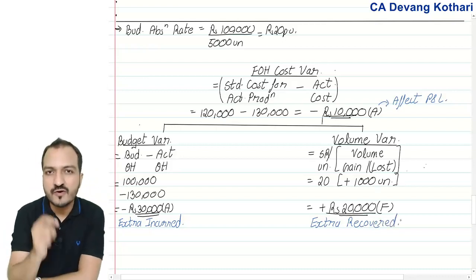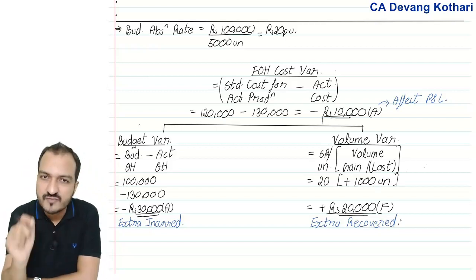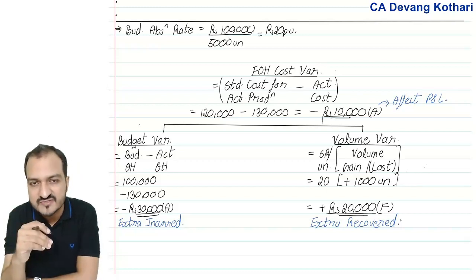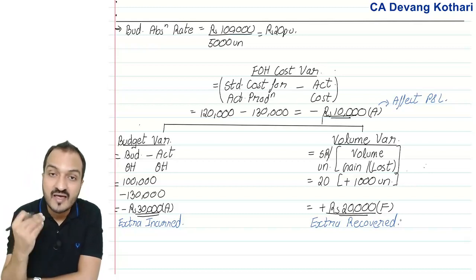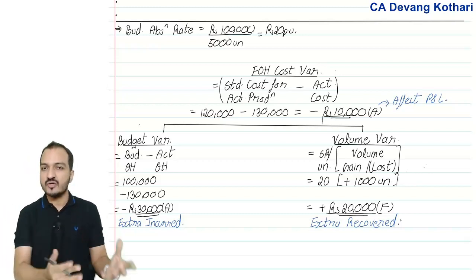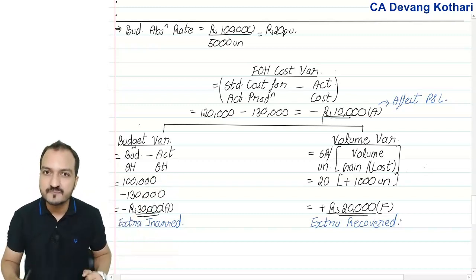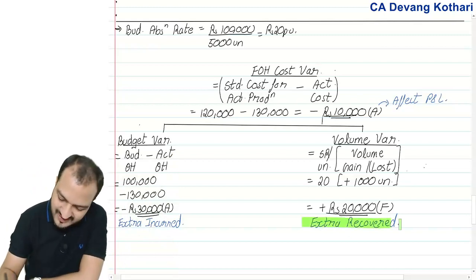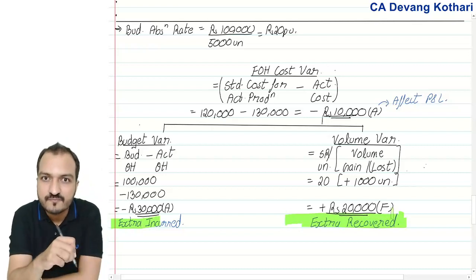See, the word recovered indicates that when I sell these units, I will recover the selling price from the customers. From every customer from whom I recover selling price, I am getting 20 rupees towards overheads. If you have produced 1,000 extra units, you will recover that 20 rupees from those customers. Yes, this is why your volume variance indicates extra recovery. And therefore, these two things are getting set off.